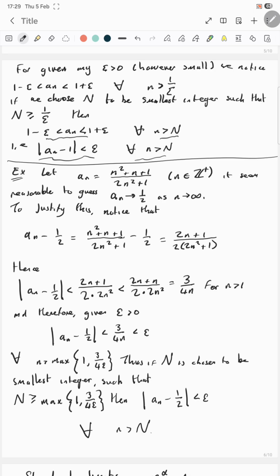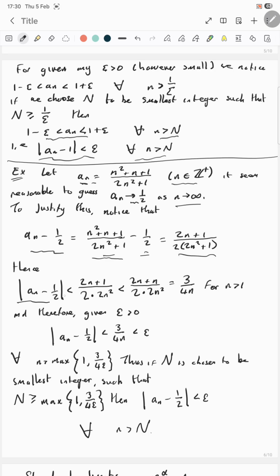Now, as an example, we let a of n equal n squared plus n plus 1 over 2n squared plus 1, for n contained within the positive integers. It seems reasonable to assume that a of n goes to 1/2 as n goes to infinity. To justify this, we notice that a of n minus 1/2 equals this term here.